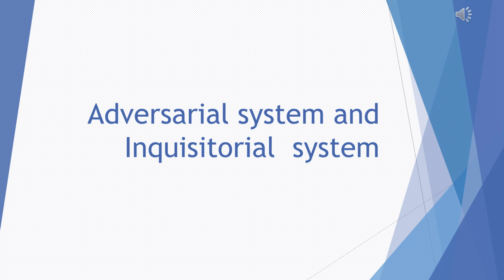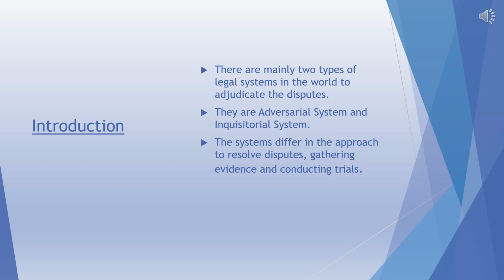So students, in this video, we will discuss the two legal systems. They are the adversarial system and the inquisitorial system. So there are mainly two types of recognized legal system in the world. One is the adversarial system and the second one is the inquisitorial system.